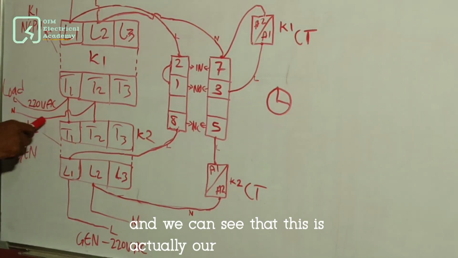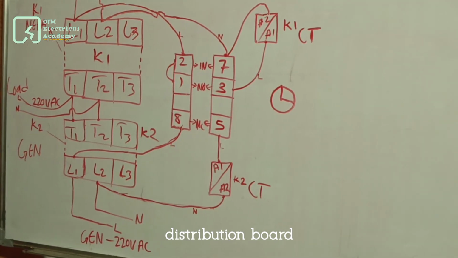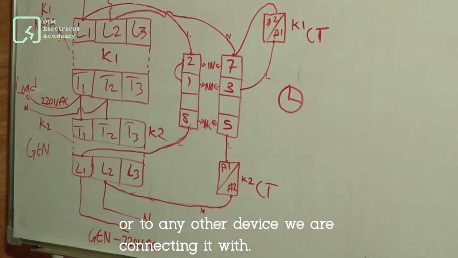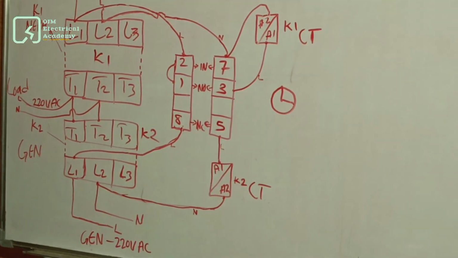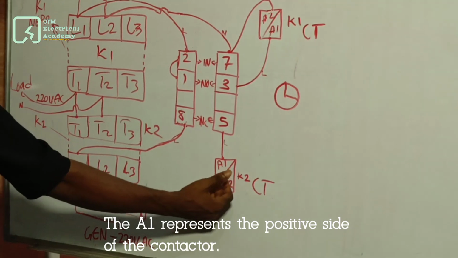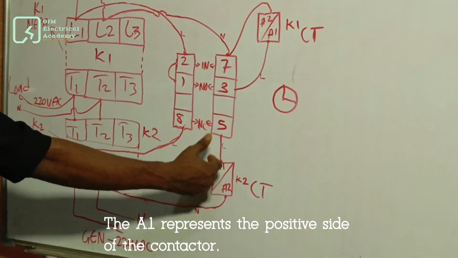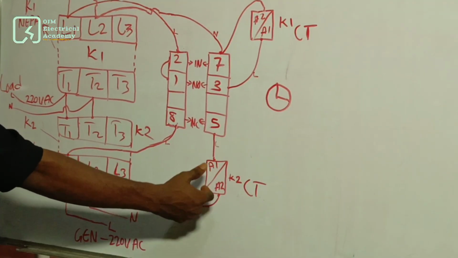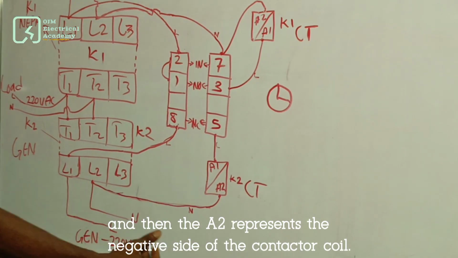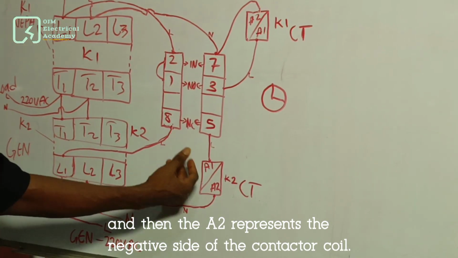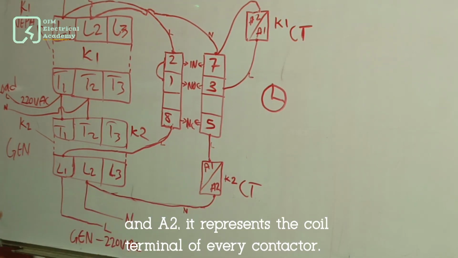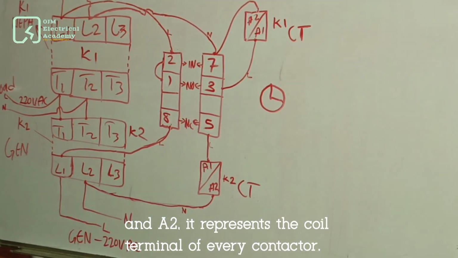And we can see that this is actually our load wire going probably to our distribution board or to any other device we are connecting it with. So lastly, A1 represents the positive side of the contactor coil, and A2 represents the negative side of the contactor coil. Whenever you see A1 and A2, it represents the coil terminal of every contactor.